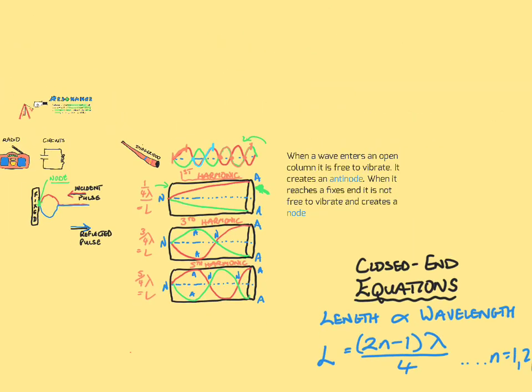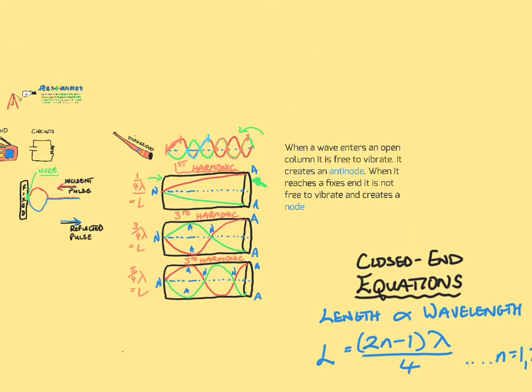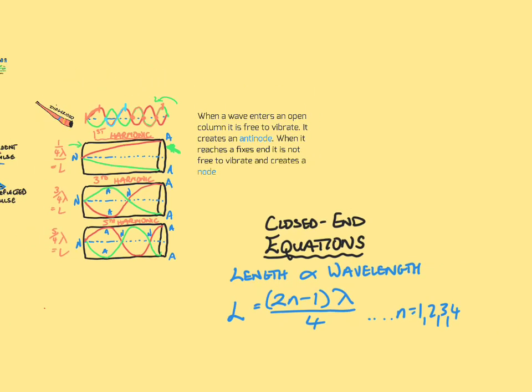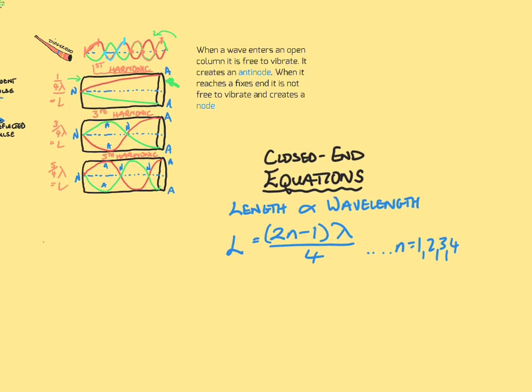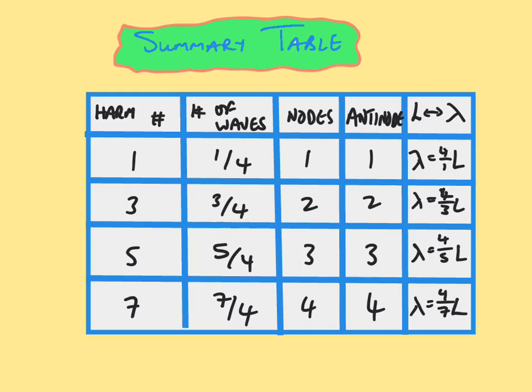Okay, so hopefully from that you can see that we have a little bit of a pattern here, where the length of that column is proportional to the wavelength. And for a closed end situation, a column closed on one end, open on the other, the length is equal to (2n minus 1) times lambda over 4, where n can be 1, 2, 3, 4, and that gives us a pattern which we're going to look at.